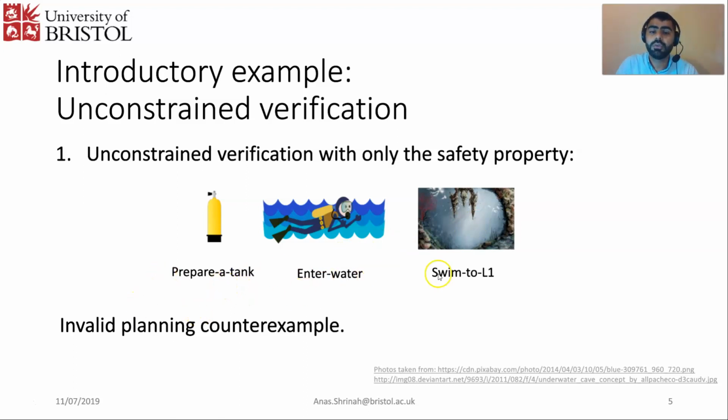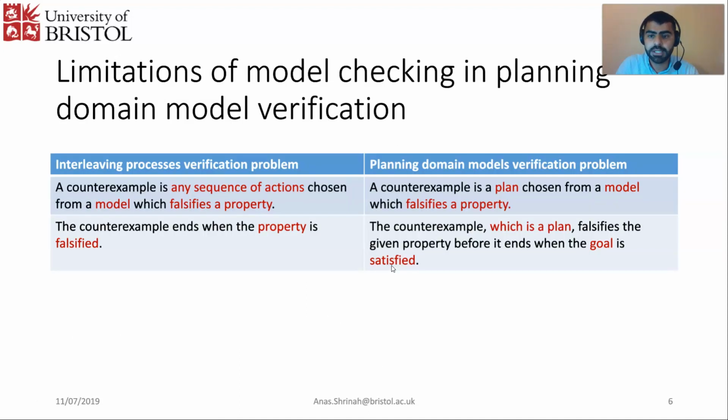This sequence, though it falsifies the safety property, doesn't achieve the given planning goal, so it's an invalid planning counterexample. And these invalid planning counterexamples come from the limitations of the direct application of model checking to the planning domain model verification process, and this arises from a subtle difference between the interleaving process verification problem and the planning domain model verification problem.